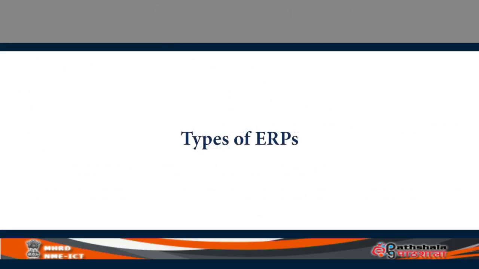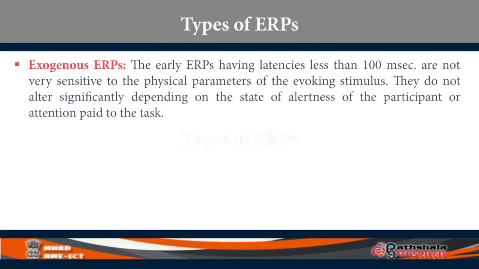There are different types of ERPs. One way of classifying them is exogenous ERPs, that is, the early brain waves. Early ERPs have latencies of about 100 milliseconds or less. They are not sensitive to physical parameters of the evoking stimulus. They do not alter significantly depending upon the state of alertness, whether you are drowsy or fully conscious. So you can do it on children who are asleep also.